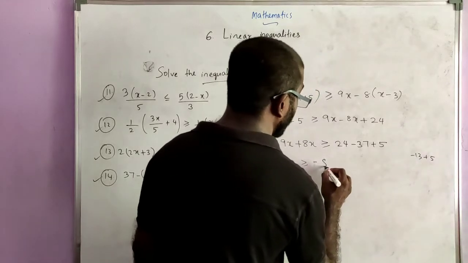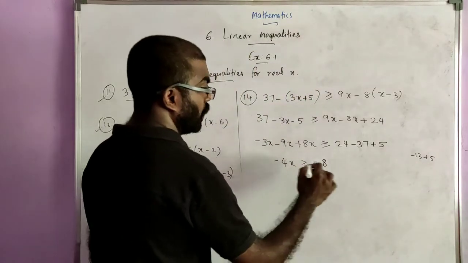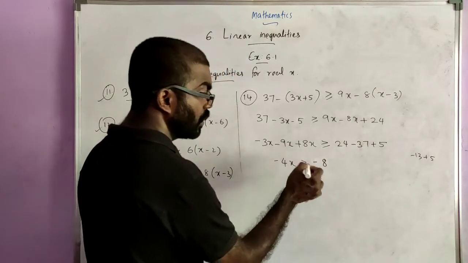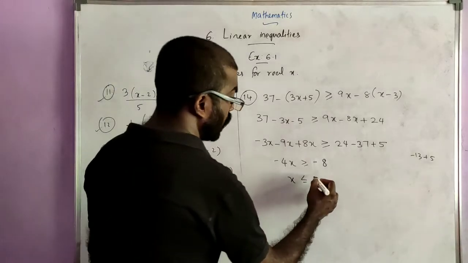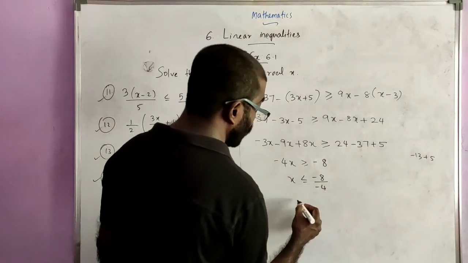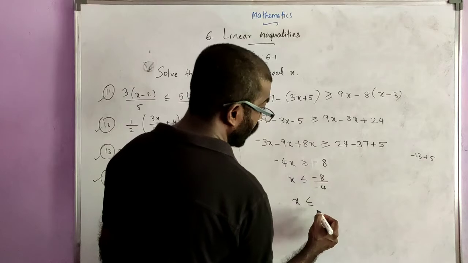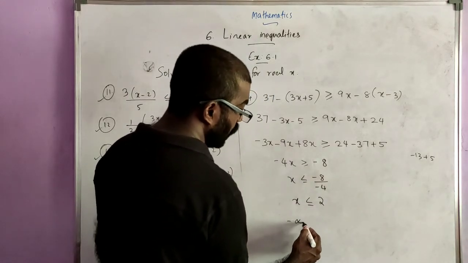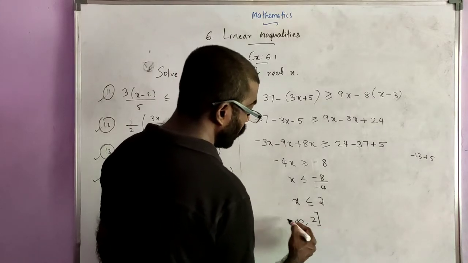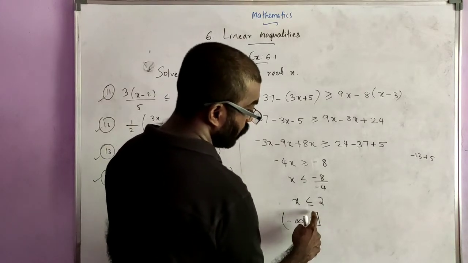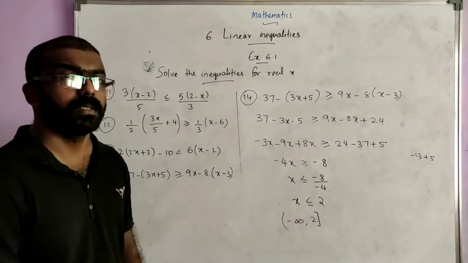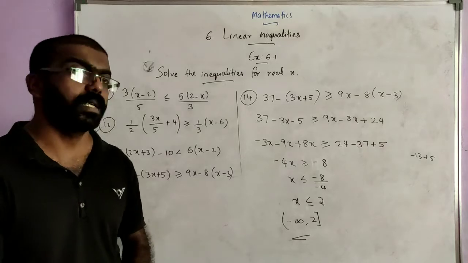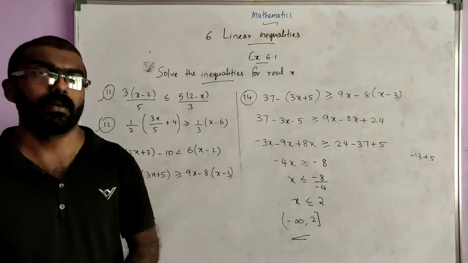That is minus 8. We can divide both sides by minus 4. So x is less than or equal to, the inequality sign reverses, so less than or equal to minus 8 by minus 4. That is x is less than or equal to 2. And in interval form the solution is minus infinity comma 2 closed. Here it is less than or equal to, so closed bracket, square bracket. Okay. So the solution is minus infinity comma 2 closed.